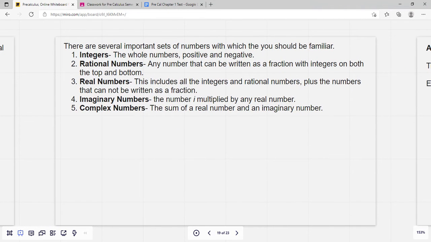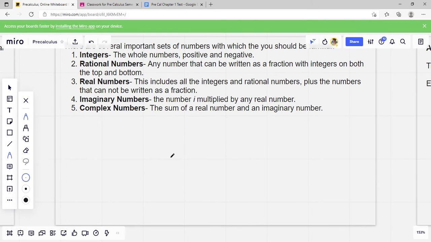There are several important sets of numbers with which you should be familiar. We've already gone over these last year. It's just kind of review. So our integers, these are going to be the whole numbers, positive and negative. Rational numbers are any number that can be written as a fraction with integers on the top and the bottom. So a whole number on the top, a whole number on the bottom. Any integer can be written like that, so 2 would be 2 over 1. That means that it is a rational number. Okay.